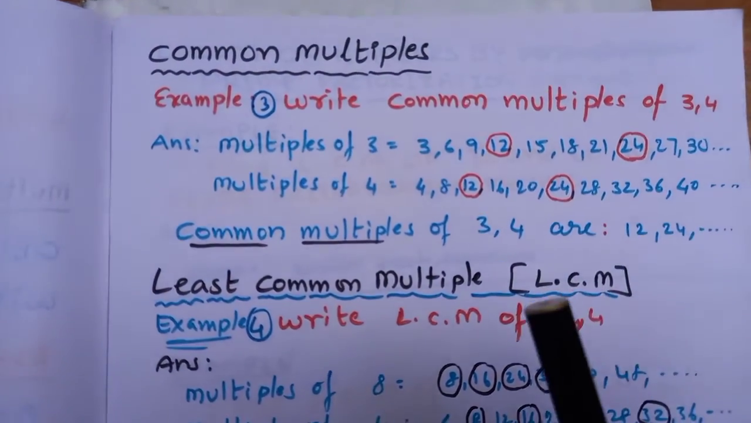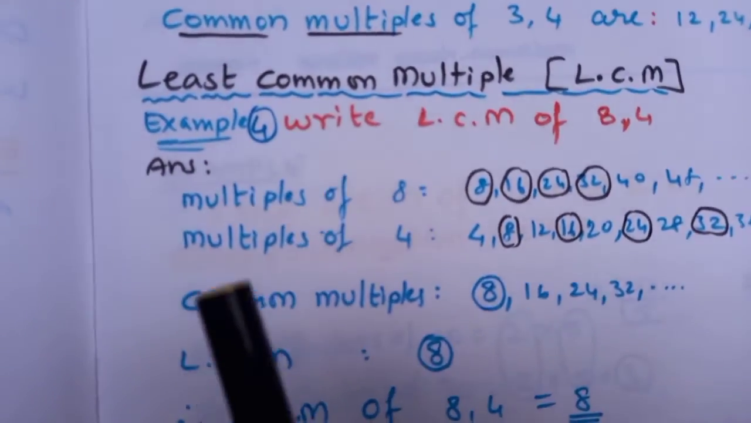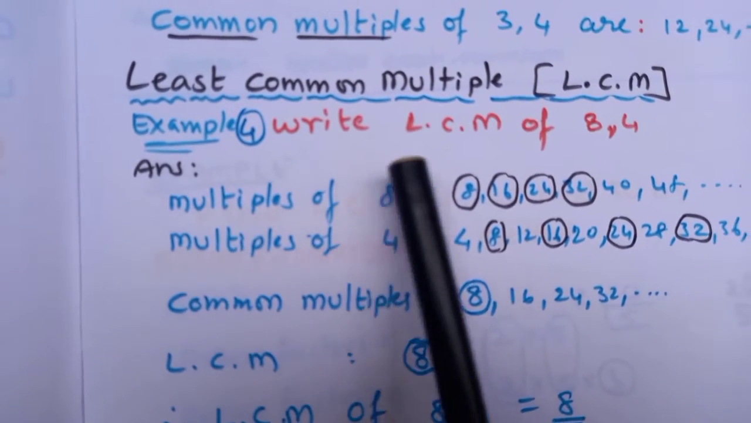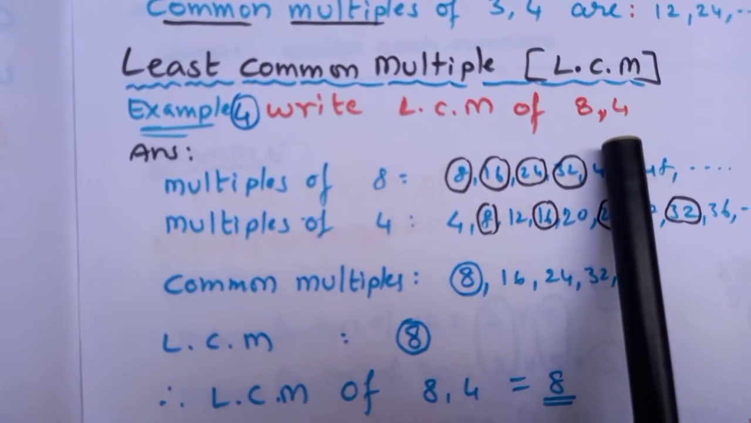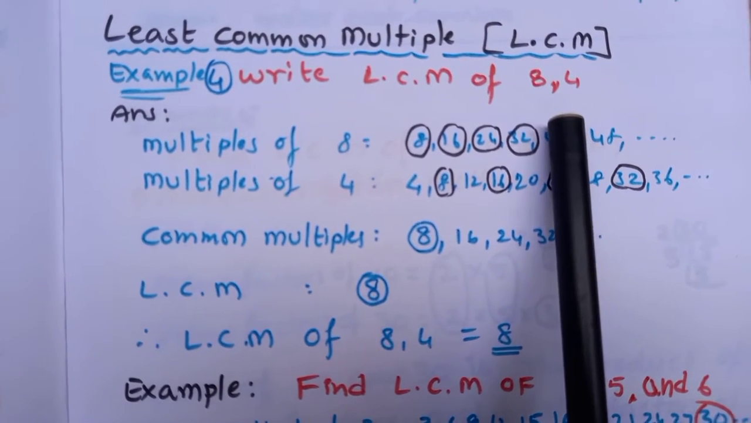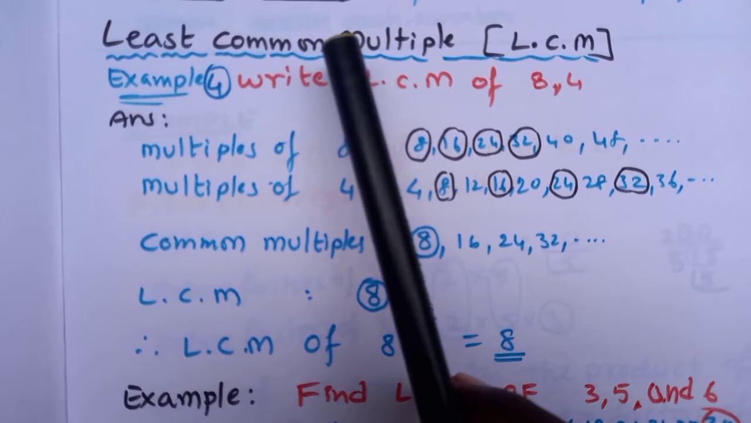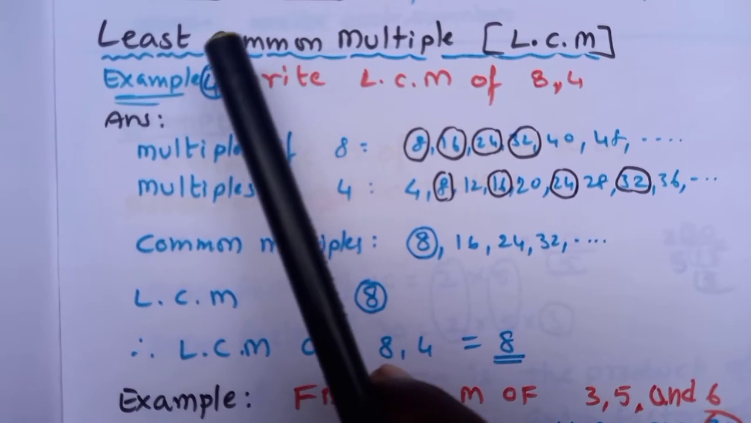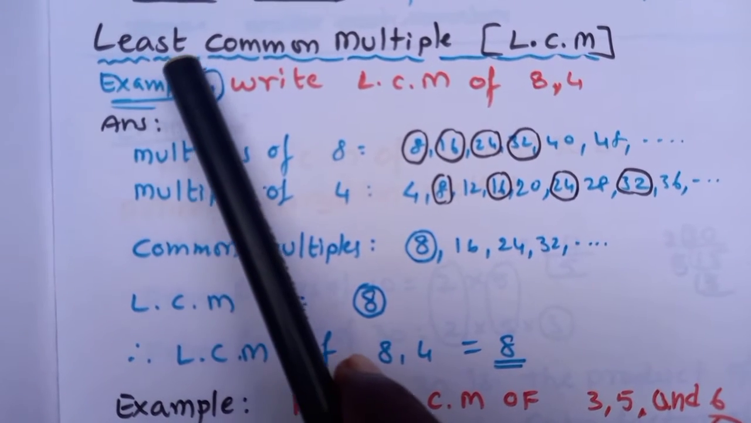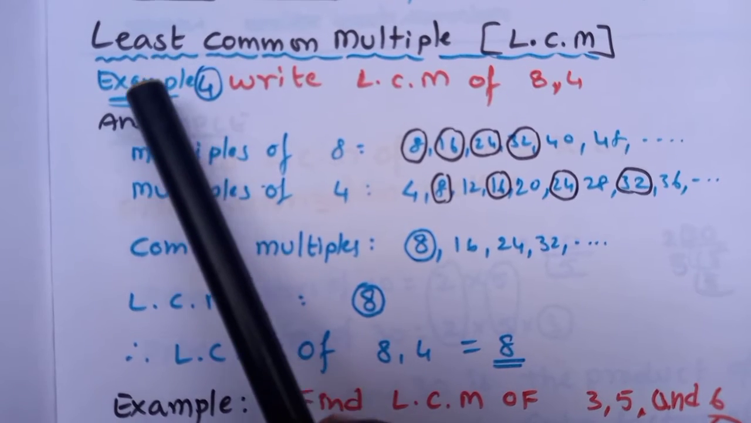Next, coming to the least common multiple. Write LCM of 8, 4. So according to this, first of all, we have to write multiples. Later we are finding common ones. Next, we are finding in those common ones the least one.